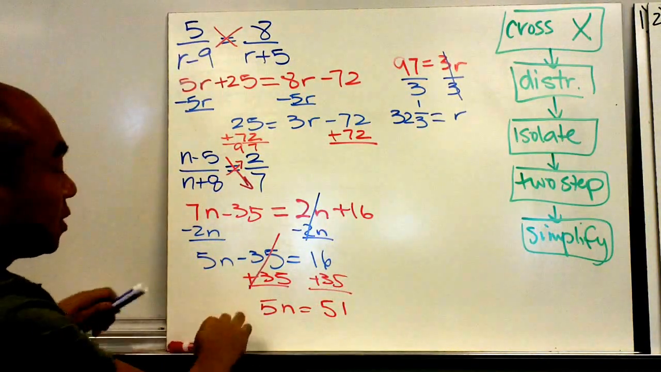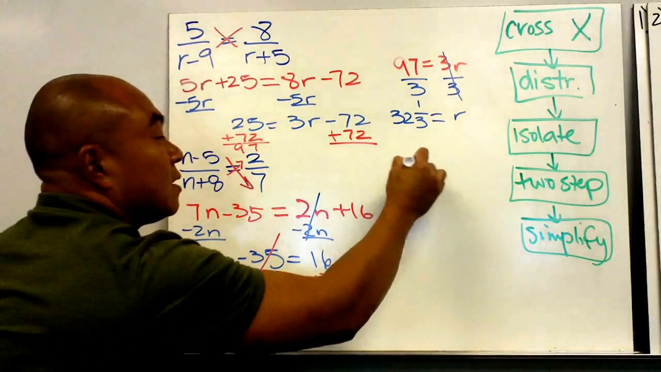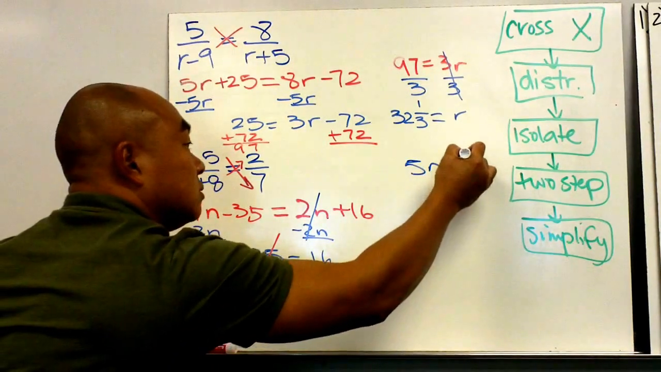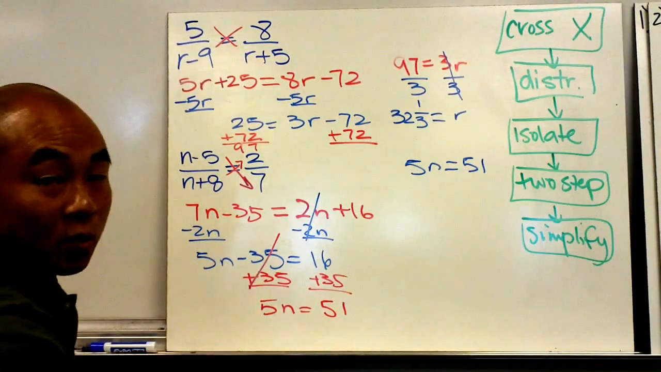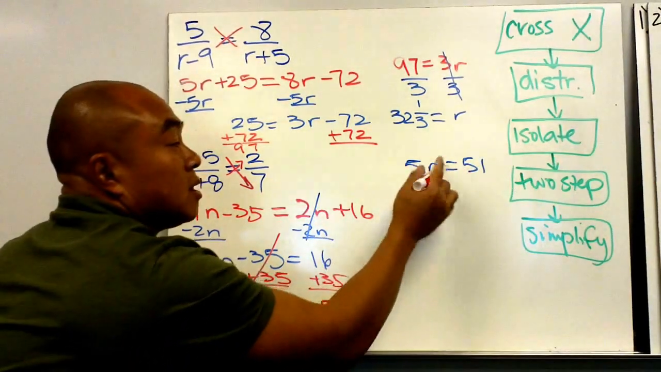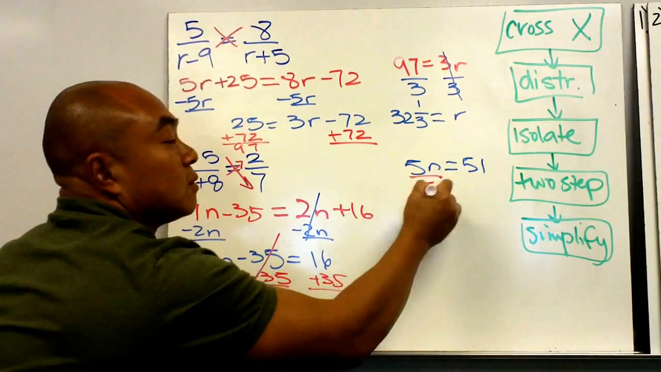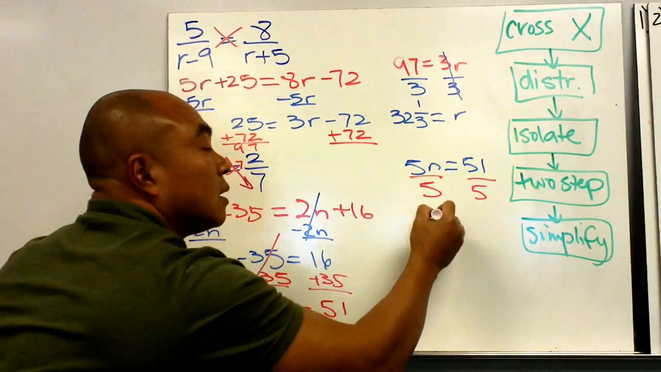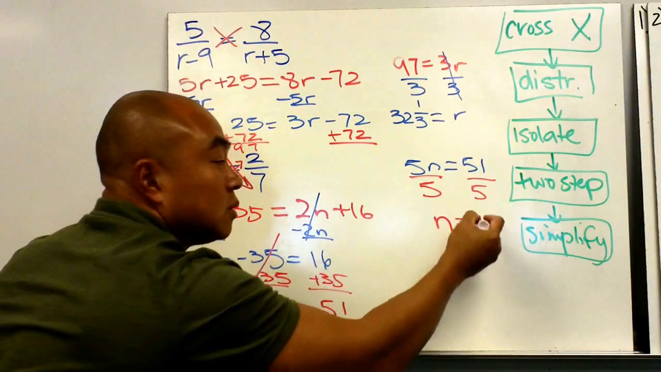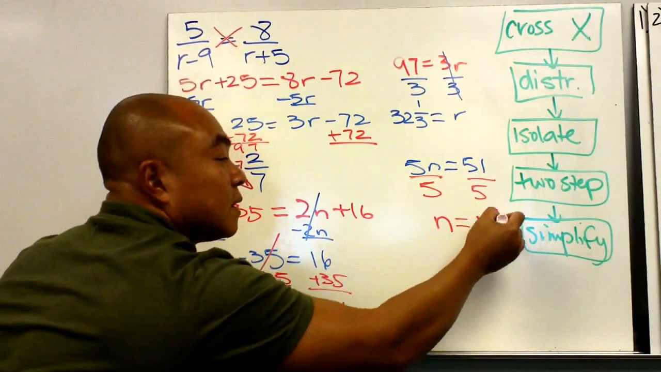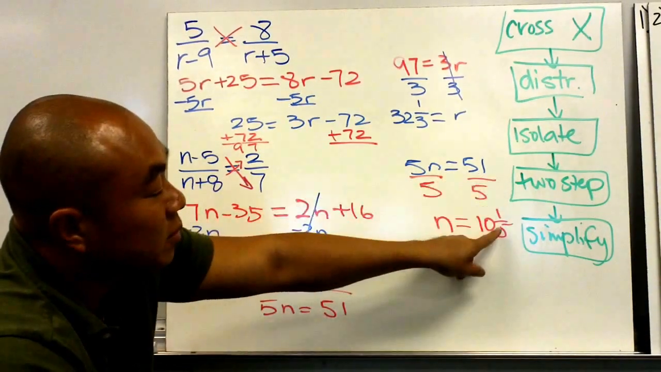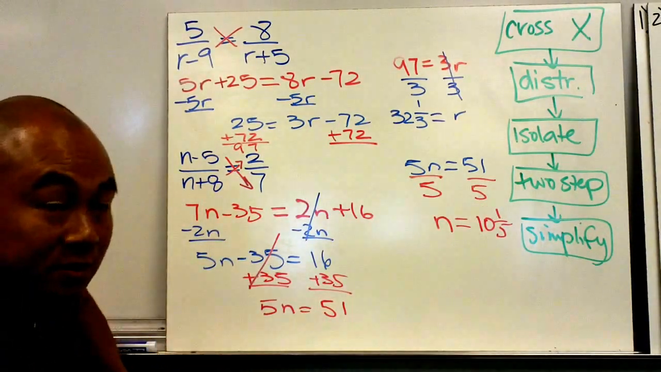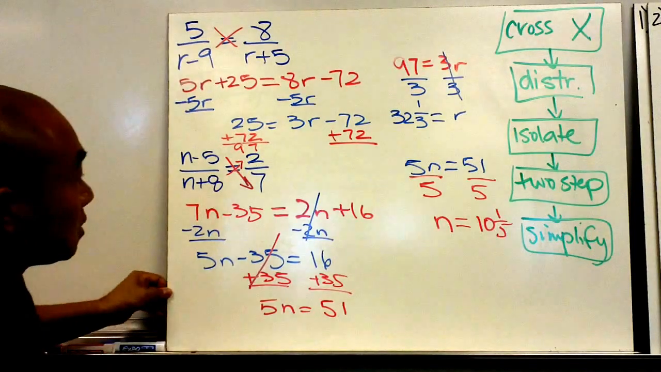So let me rewrite it up here. So if I have 5n is equal to 51, I can now do a one-step equation right here, which is divide by 5, divide by 5. I now have n is equal to 10 and 1/5. And again, 5 into 50 is 10 times, and then that one remainder. And it's over the same denominator. All right, that's it.